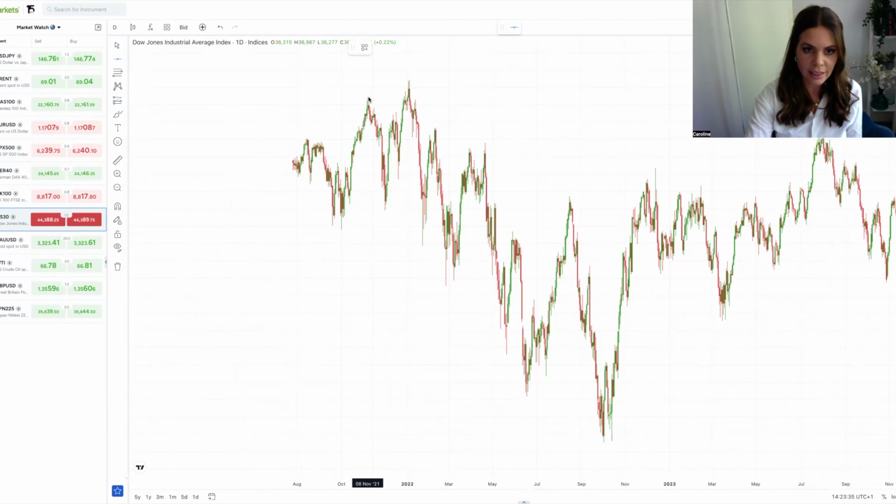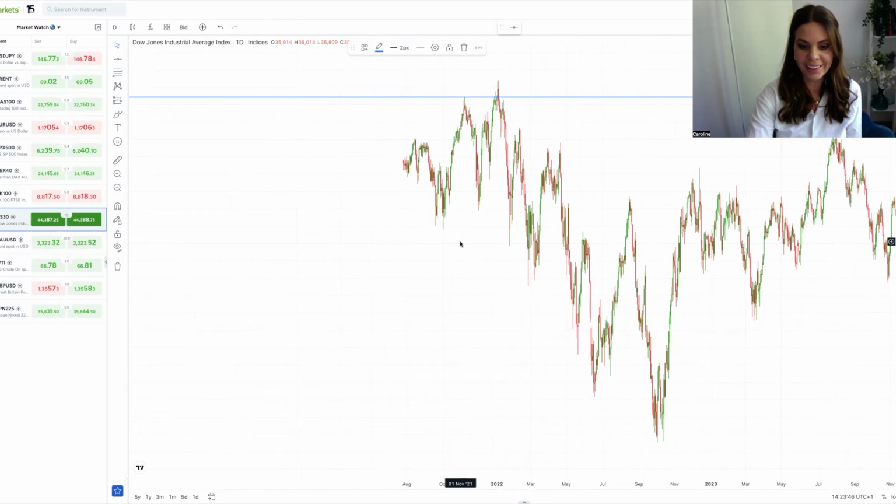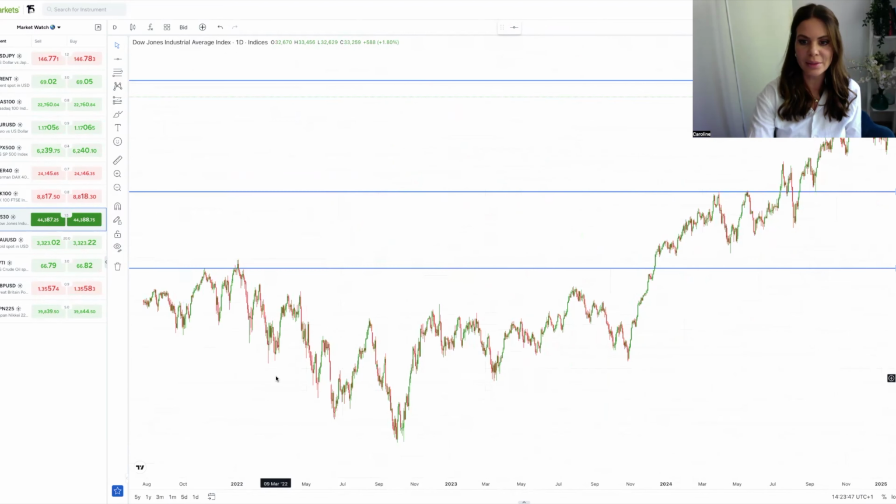So can you see this line here? I'm just going to draw that on. We had a high here, it got broken, and then there was a reversal. Now this happened way back in November 2021.